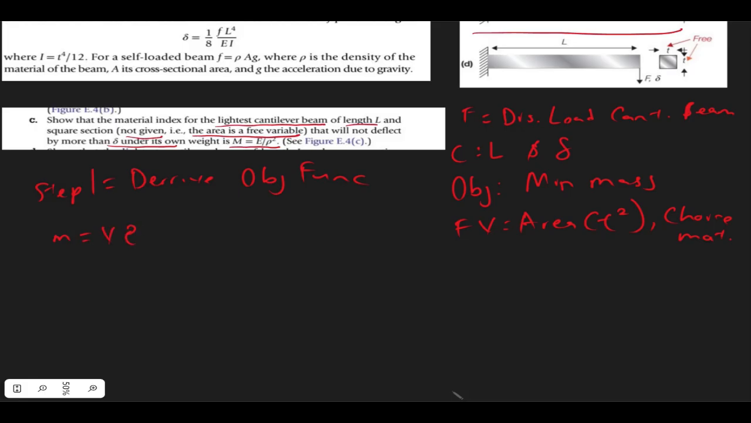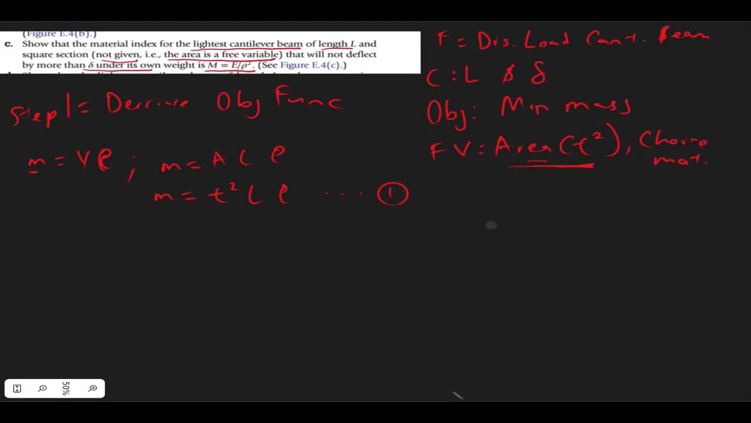Volume times what? Density. But you always want to derive your objective function, mass, in terms of what? The free variable that you're trying to eliminate, because you will eliminate the free variable at the end of the day. So you're trying to define this objective function in terms of the free variable. So mass can now be defined as area times length, because that's the cross-sectional area times the length, times the density. So you can now break down the cross-sectional area, and m is now equal to thickness raised to power 2 times length times density. So right now you have derived the objective function as equation 1. So that's our first equation.